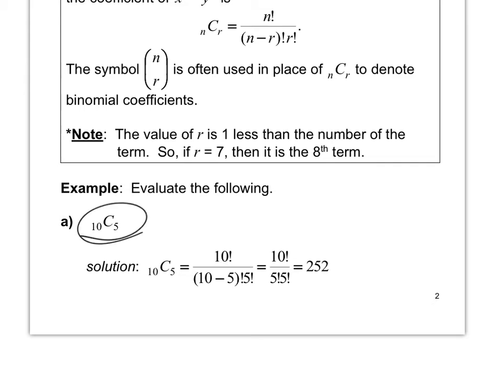So this is 10C5. So the way that works, according to the definition, is you put the 10 factorial, whatever this number is, you put that factorial on top. You also put this factorial on the bottom, and then subtract these two numbers and put that factorial on the bottom as well. And you can calculate this using the factorial button on your calculator, or you could expand it out and do it by hand.